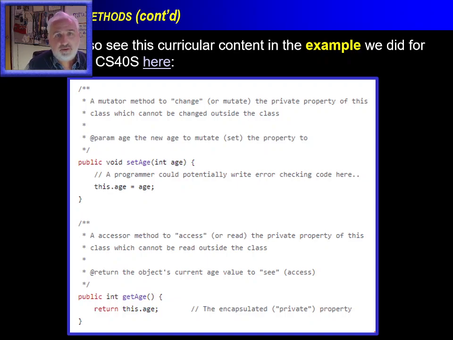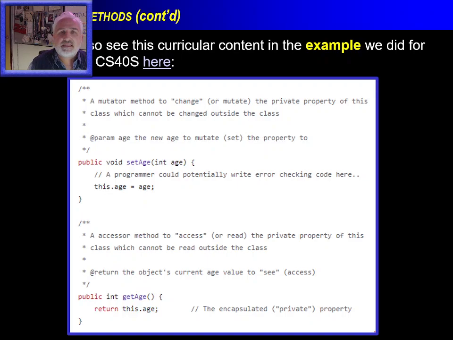Now, there's a little more to this than that, right? Accessor mutator methods often have a lot more built-in logic to do things like error checking, to ensure that that private property is being given, for example, in the case of a mutator, a proper value that can change it.